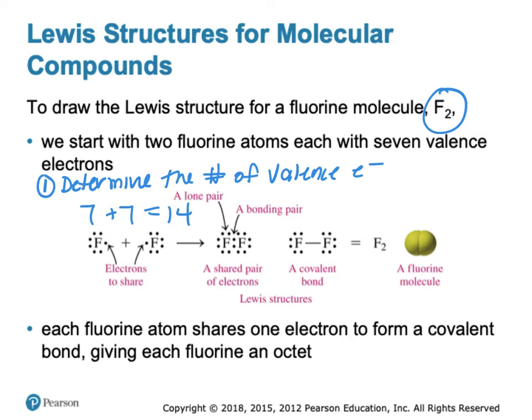Then what we need to do is determine the connectivity of the atoms. So here we just have 2 atoms, so it's pretty easy to determine the connectivity. So we can draw the 2 fluorines next to each other. Then what we're going to do is arrange the remaining electrons so that each atom has a complete outer shell.